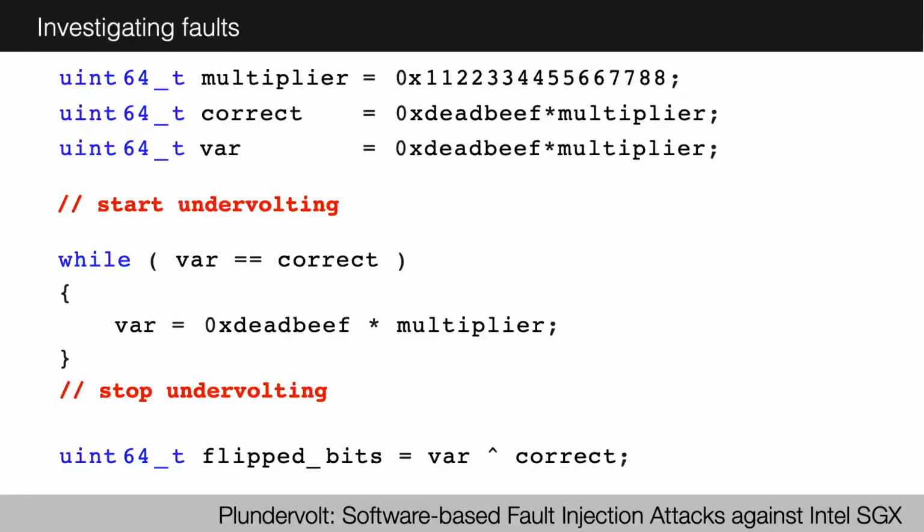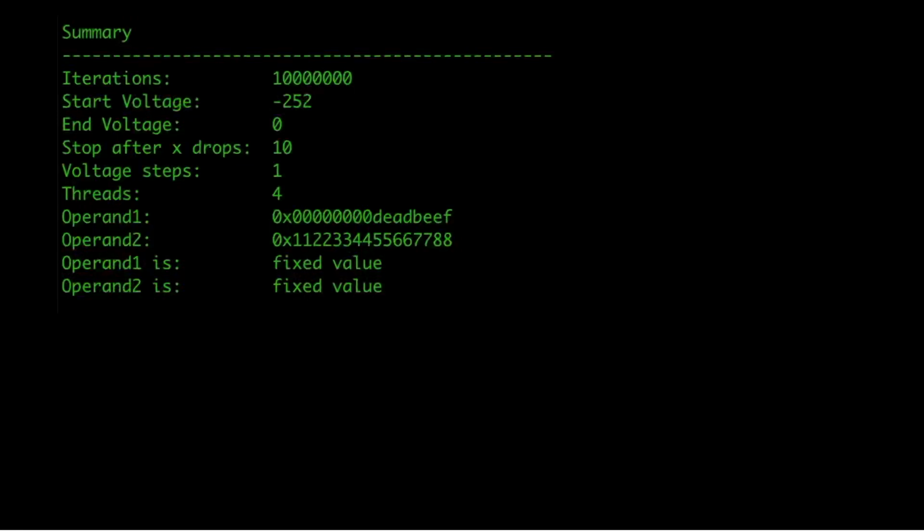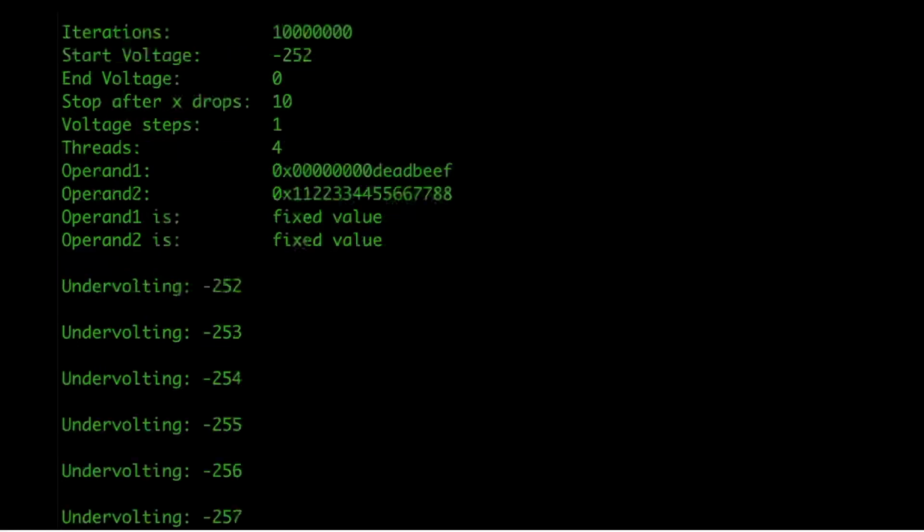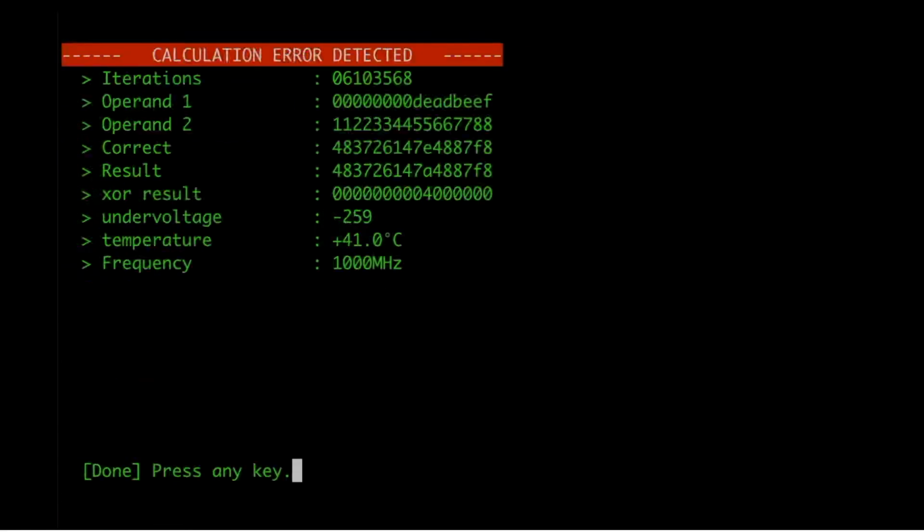Our initial experimentation just looked at a single large multiplication in a loop. Theoretically, this loop should never exit. If it does, we will have observed a faulty result. We tested at all the available frequencies for our CPU. So let's have a look at how we did this. We're running that single multiplication again and again, starting at minus 252 millivolts and reducing by 1 millivolt at a time. And there we've got a faulty result.